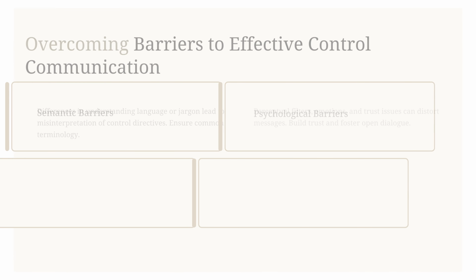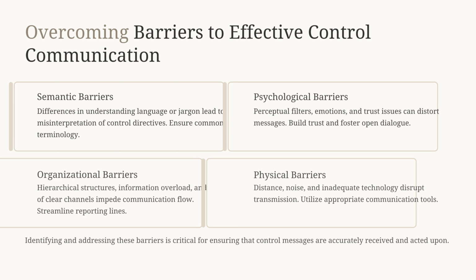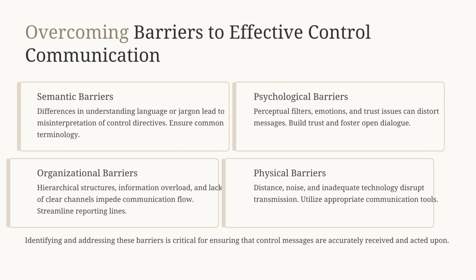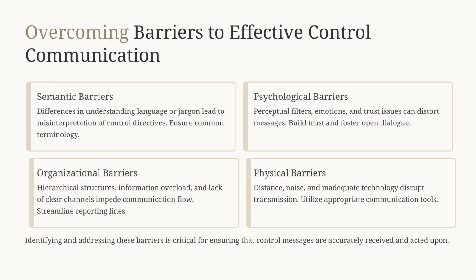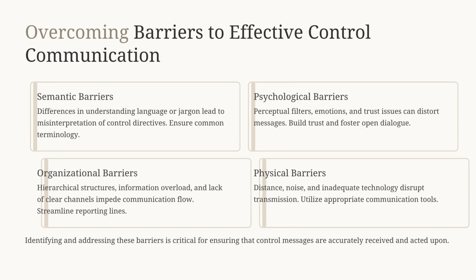Overcoming barriers to effective control communication. Semantic barriers. Psychological barriers. Differences in understanding language or jargon lead to misinterpretation of control directives. Ensure common terminology. Perceptual filters, emotions, and trust issues can distort messages. Build trust and foster open dialogue.